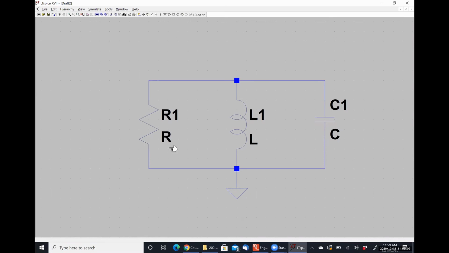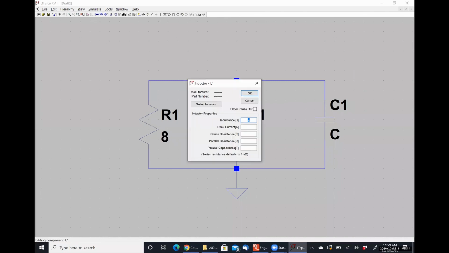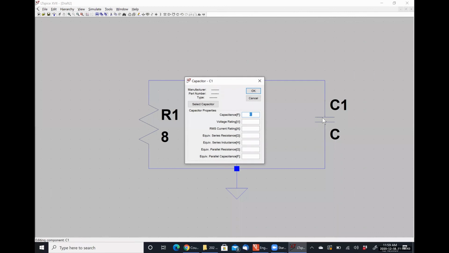All right, so our resistor value was 8 ohms. Our inductor value was 1 henry, right? It won't matter on this particular problem, but get in the habit of always setting the series resistance of your inductors to 0 ohms, because if you do nothing it defaults to 1 milliohm, and that 1 milliohm can actually screw some things up. So get in the habit of setting it to 0. Our capacitor was 1/2 of a farad, I believe.